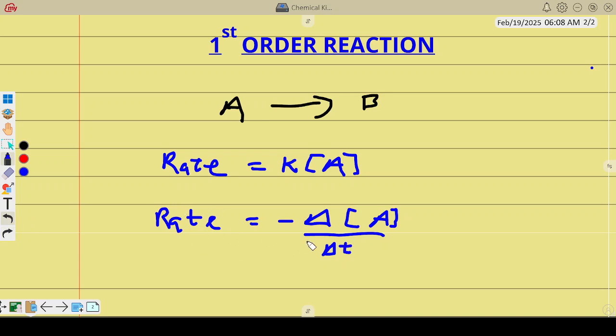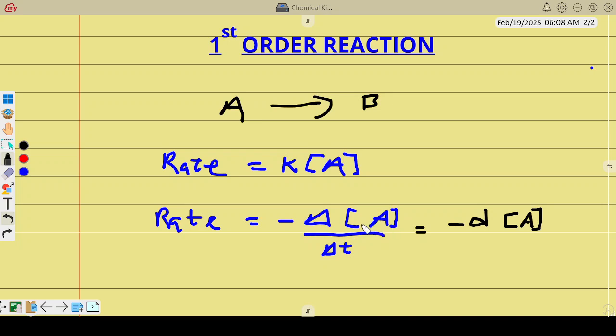So this is the rate expression, and this is the rate law. Now on the rate expression, we're going to further say it's negative. So this is the rate of disappearance. We'll use dA. Remember, this was the differential rate equation, the differential rate law.